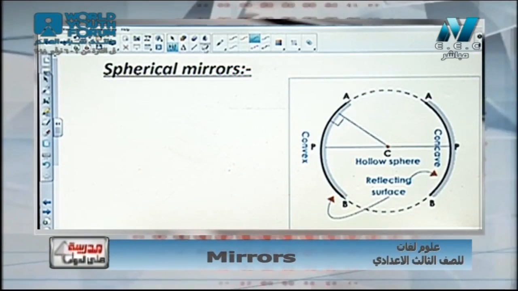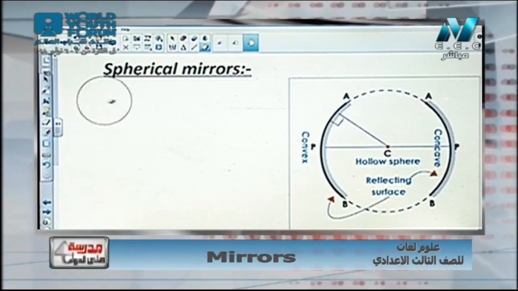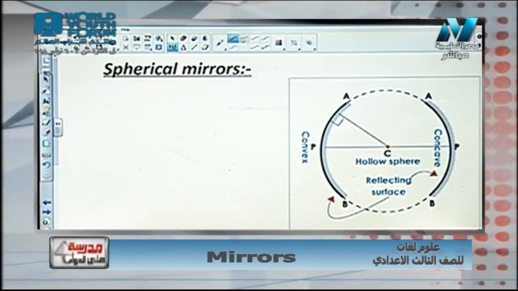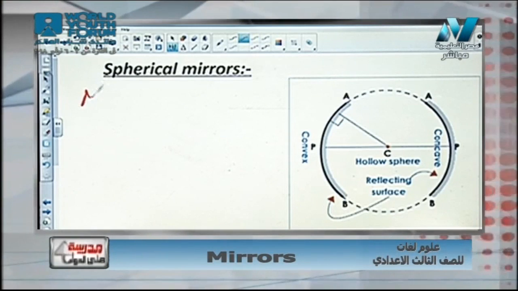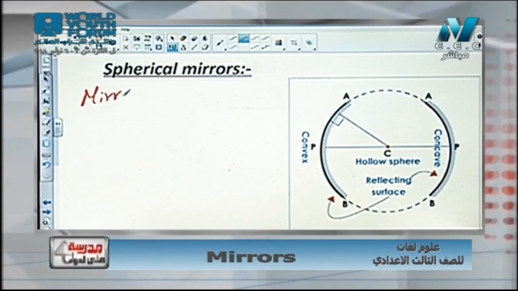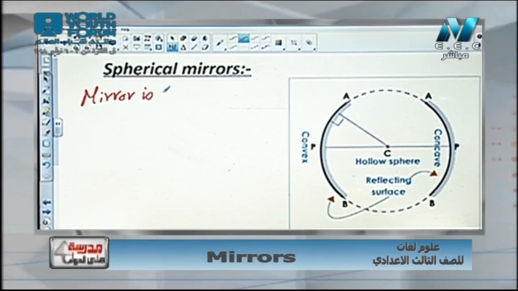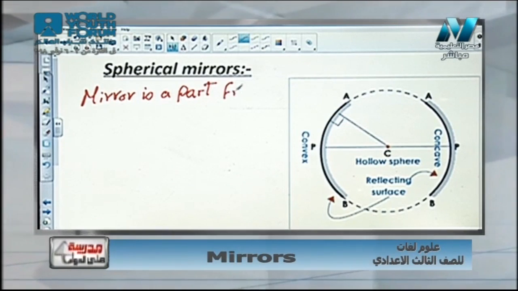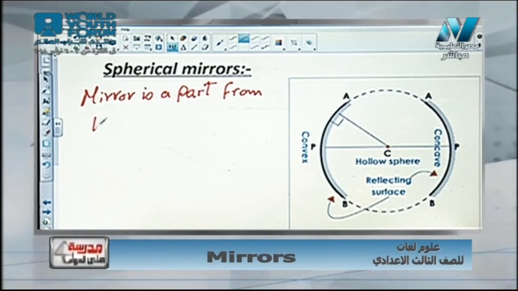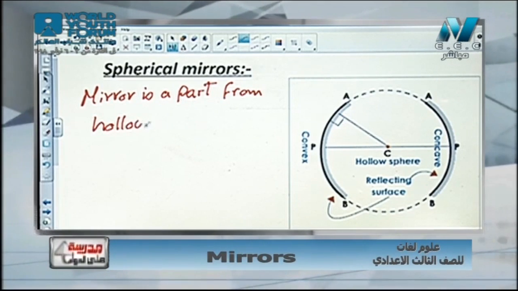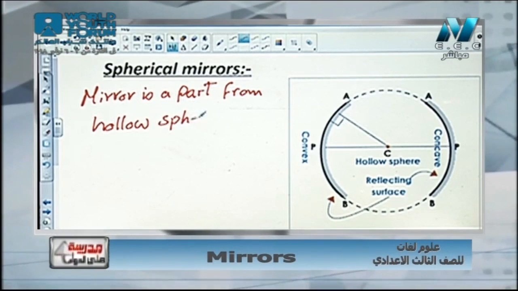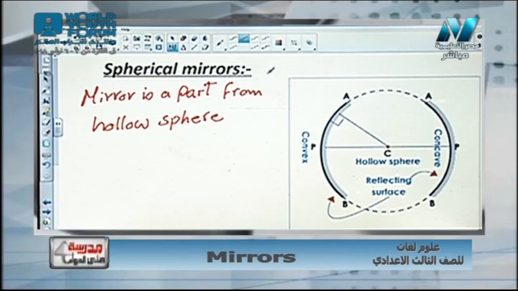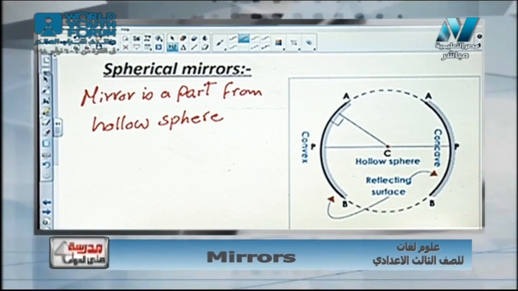Spherical mirror, as we have a sphere, which means كورة. So what is meant by spherical mirror? The meaning of spherical mirror is a part from a hollow sphere. A mirror cut from, or a part of, a hollow sphere, which means كورة مجوفة.